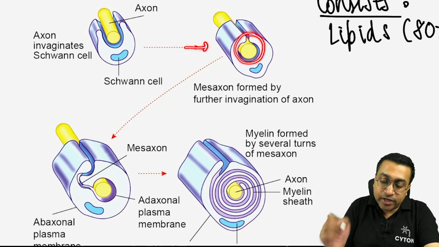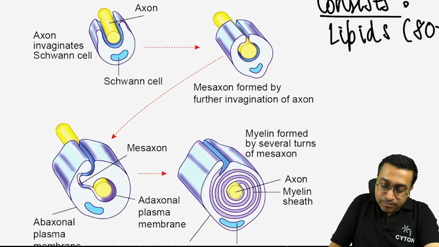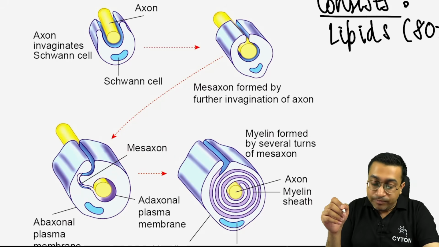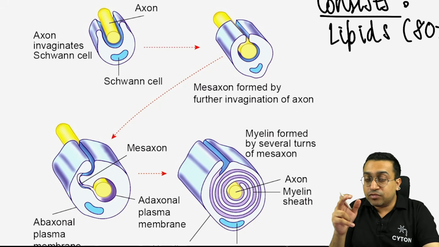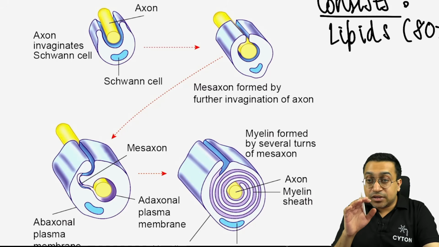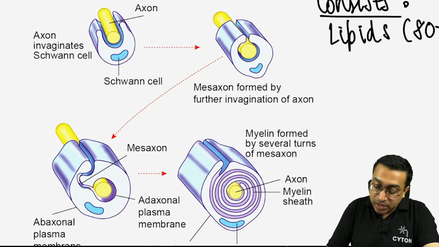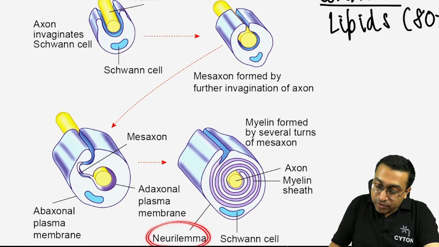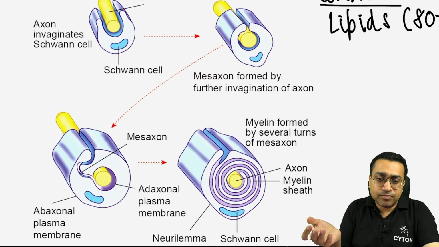So it is surrounding it. Now this is the mesoaxon which has been shown here. Step number 3: outside the myelin sheath, a thin layer of cytoplasm of the Schwann cell is present along with the surrounding cell membrane of the Schwann cell. This is known as the neurilemma or neurilemmal sheath. So this is the neurilemma, also known as the neurilemmal sheath, simple.